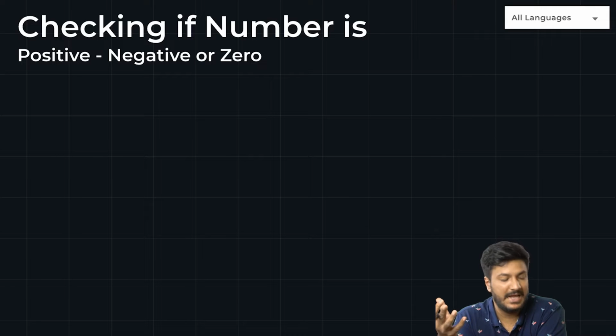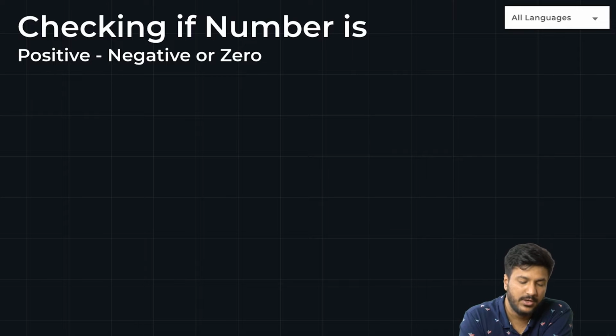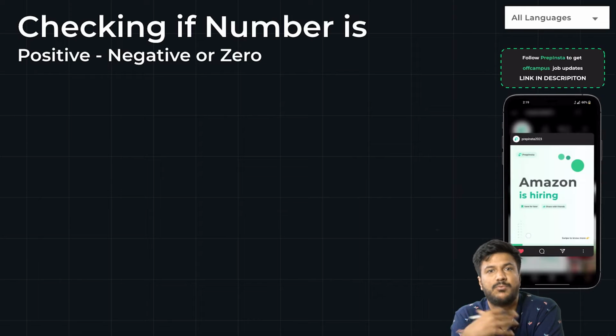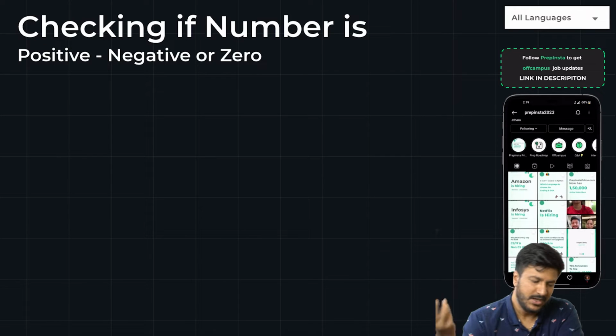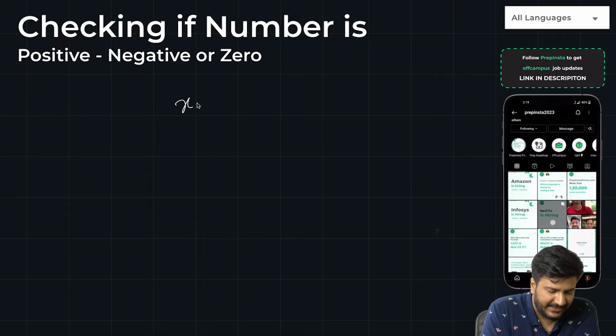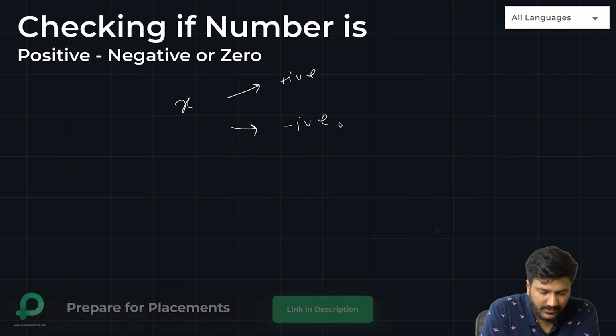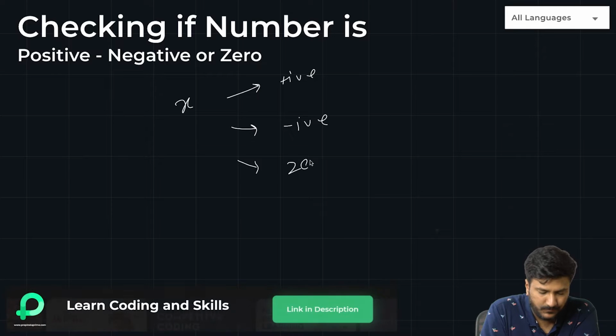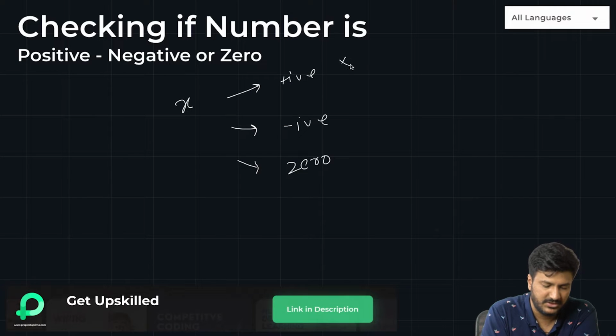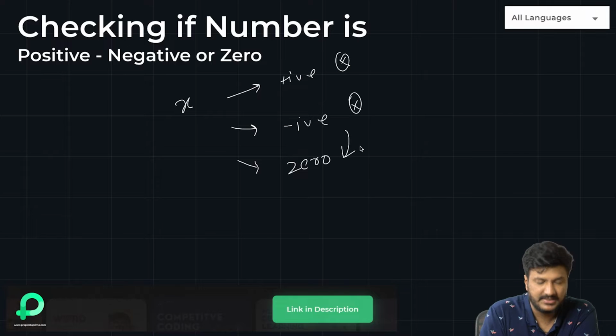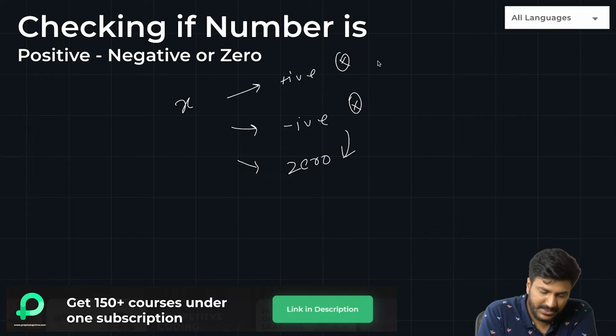Hello everyone, welcome, and we are going to be covering how do you write the code for checking if a number is positive or negative or even zero. So let's say you have any number x. Now there are three possibilities, right? The number can be positive, the number can be negative, or the number can be zero. Obviously if it's not positive and it's not negative, in that case the number has to be zero. So we'll be implementing all of this.